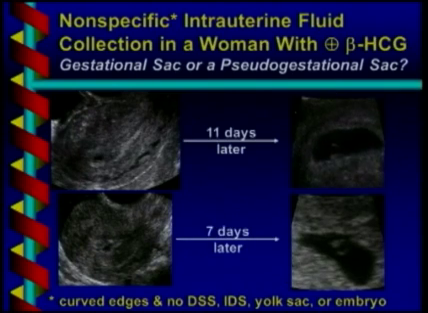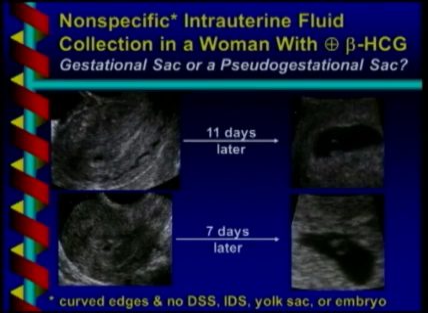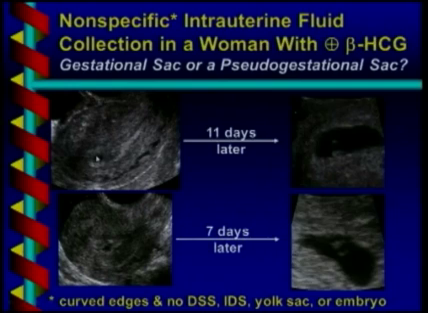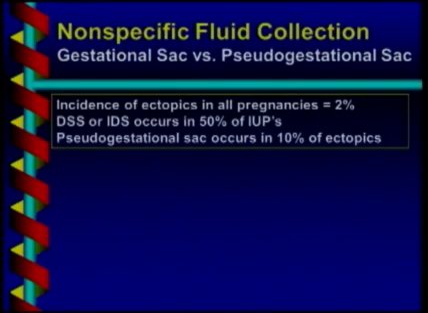Well, on follow-up, each of them had an embryo with a heartbeat, as seen here or here. So both of these turned out to be gestational sacs. We know that 11 days or 7 days later. How are we supposed to know whether this was a gestational sac or a pseudogestational sac on the initial scan? Well, let's do a little math. When you see a nonspecific fluid collection in a woman with a positive pregnancy test, let's look at how likely it is to be a gestational sac versus a pseudogestational sac.